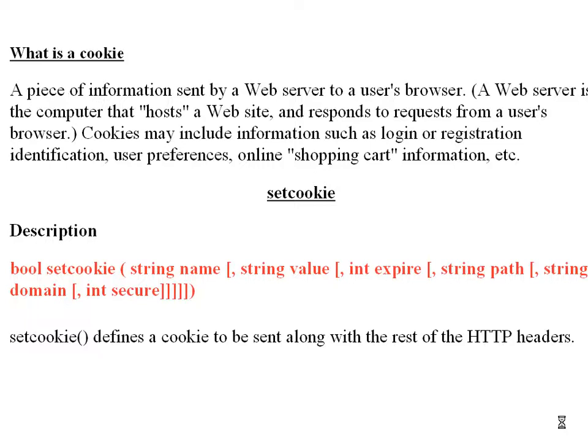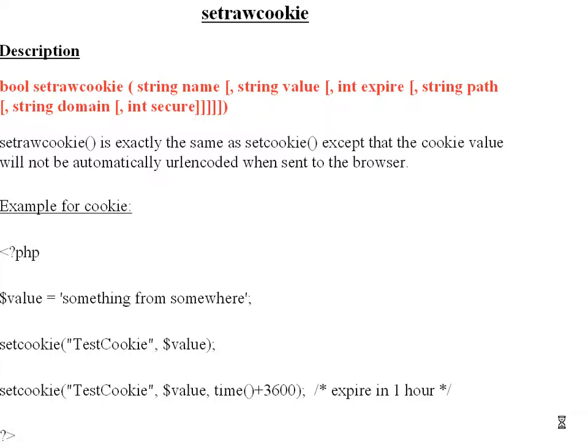It contains the following parameters: name, the name of the cookie; value, the value of the cookie stored on the client computer; expire, the time the cookie expires, in the form of number of seconds; path, the path on the server on which the cookie is available; domain, the domain for which the cookie is available; secure, which indicates that the cookie should only be transmitted over a secure HTTPS connection. Set raw cookie is exactly the same as set cookie, except that the cookie value will not be automatically URL encoded when sent to the browser.